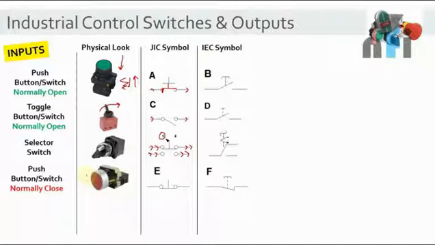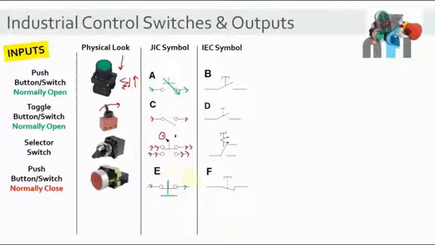Then you have the push button, normally closed. Now look at this symbol compared to this symbol. You will see the difference here. This is normally closed. When you're not pressing the switch, it is already passing the signal. When you press the switch, this will come down and it will be like this. It will block the signal. So this is basically the opposite of normally open. When you press the button here, it will pass the signal. But here when you press the button, it will block the signal. So it's the opposite of normally open.